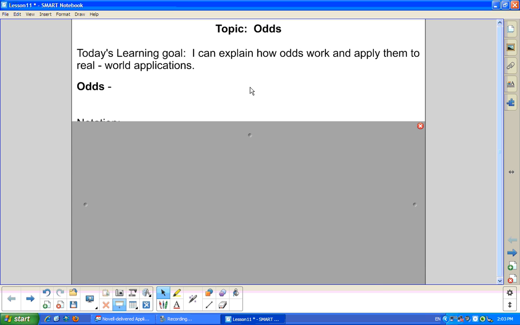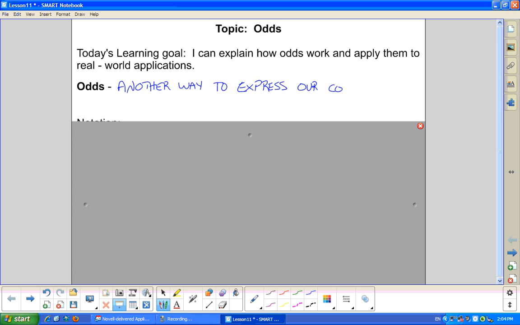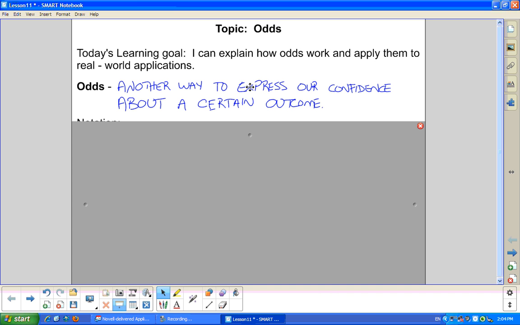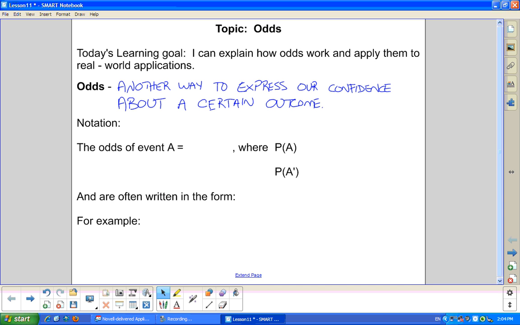definition, odds are simply another way to express our confidence about a certain outcome. So it's directly linked to probability, the topic we were just previously talking about. So it's just another form, another way for us to express our confidence in a particular event or outcome.